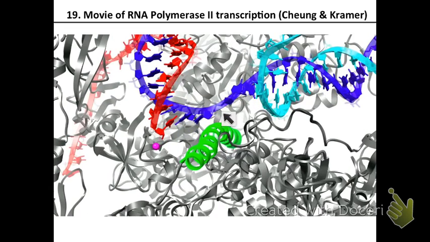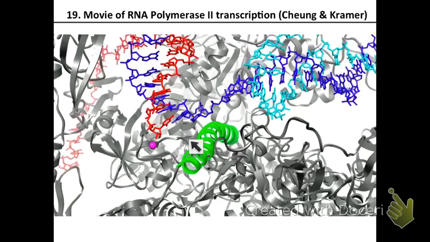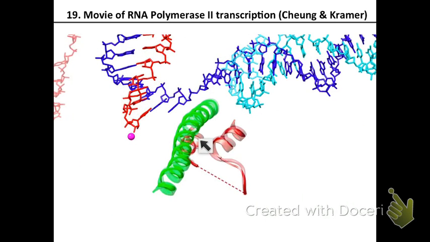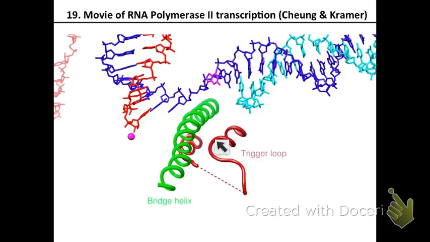So now we're zooming into the catalytic site where you can see this bridge helix, which is important for the catalysis. And you're going to see these two helices here that are important for catalysis as well. These are called the trigger loops. And this is the magnesium ion, and this is the RNA, and this is the DNA template.